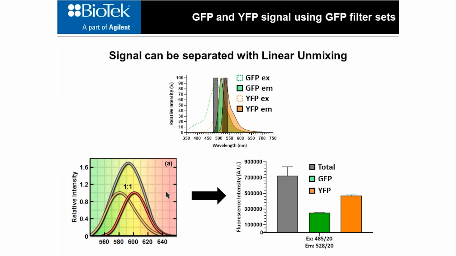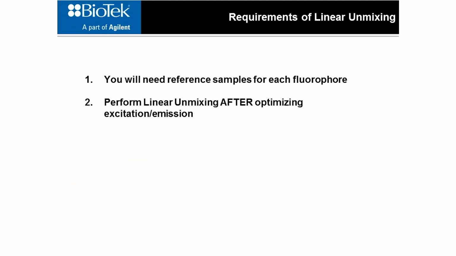So as I showed you earlier on, that signal can be separated with linear unmixing, even if you have very close overlapping fluorophores. However, you do need a few things in order to accomplish this. You will need reference samples for each fluorophore. In other words, samples that are pure, either have only GFP signal or YFP, or in these examples, Alexa Fluor 546. And ideally, you would want to perform linear unmixing after you optimize the excitation and emission ranges using lambda stacking.